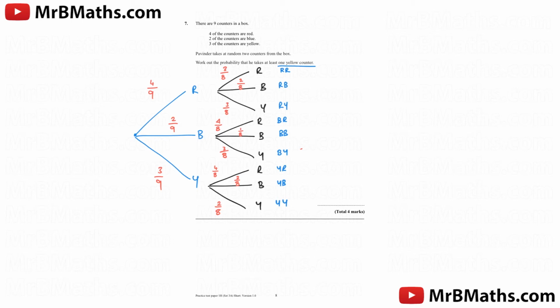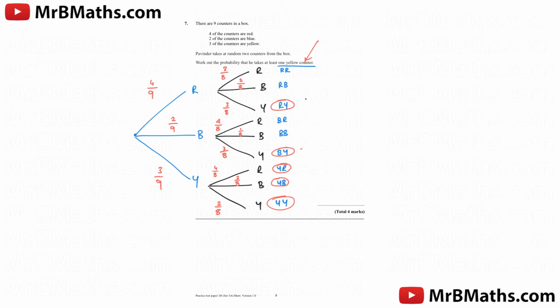Now if we remind ourselves, it says at least 1 yellow counter. So anywhere where I see at least 1 Y, so I've got 1 here, 1 here, 1 here, 1 here, and 1 here. Now it says at least 1. So it doesn't say that they have to be different. At least 1.